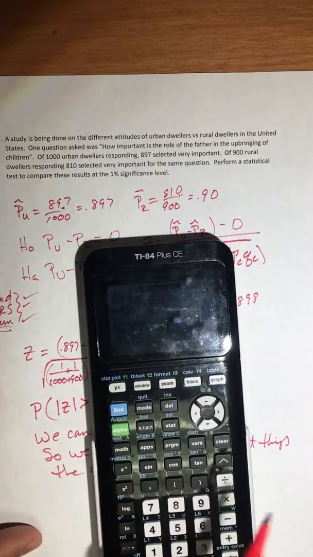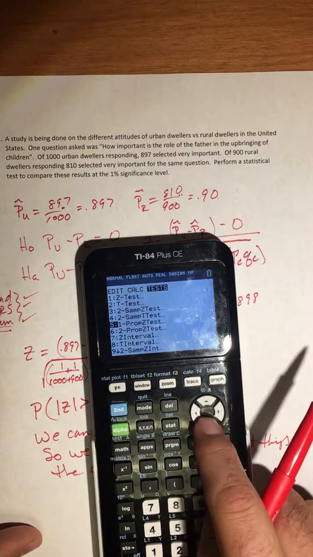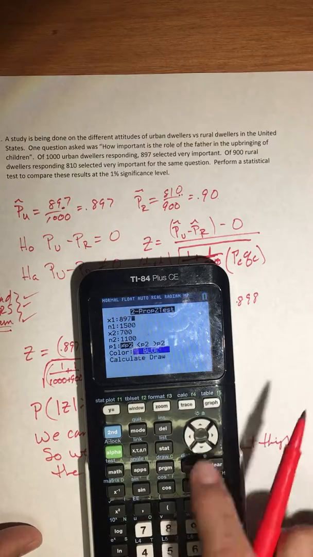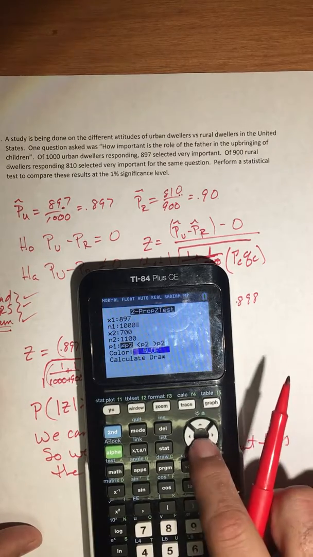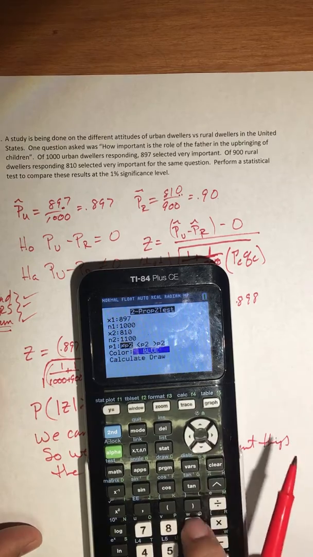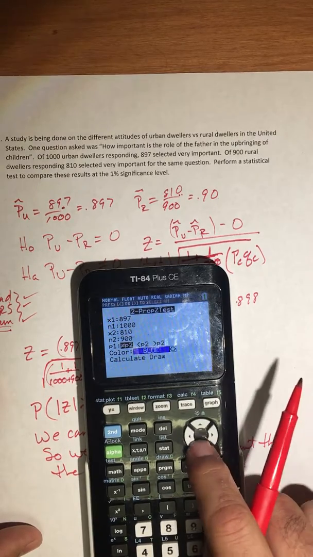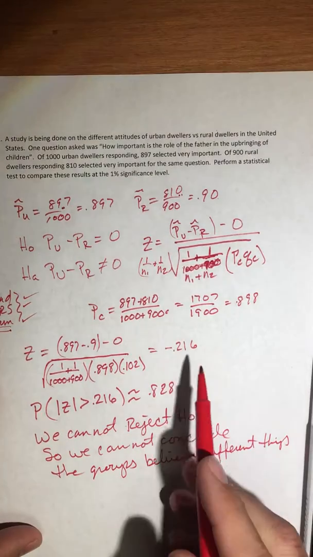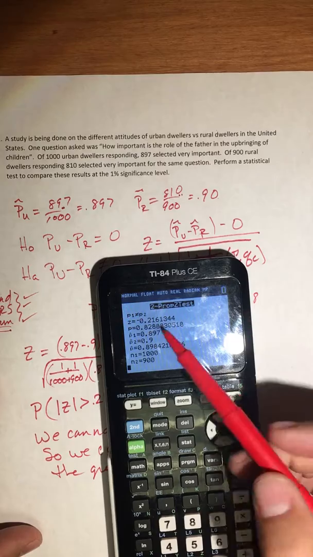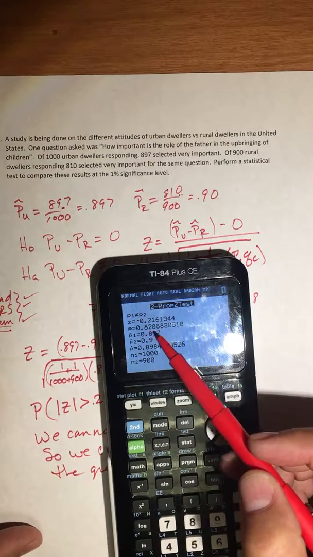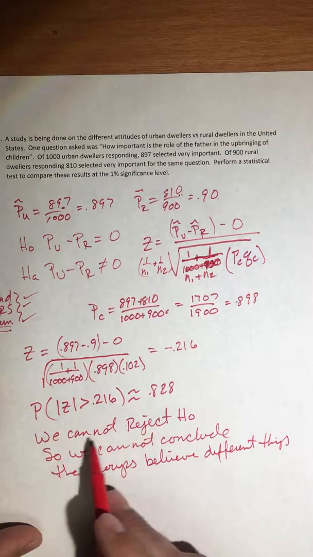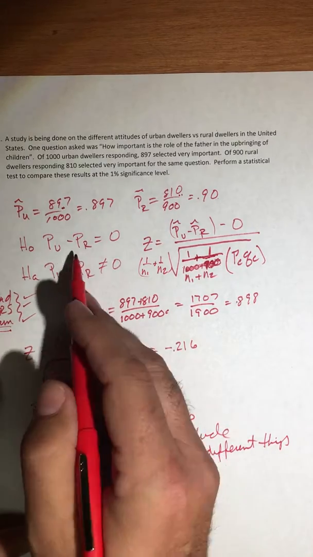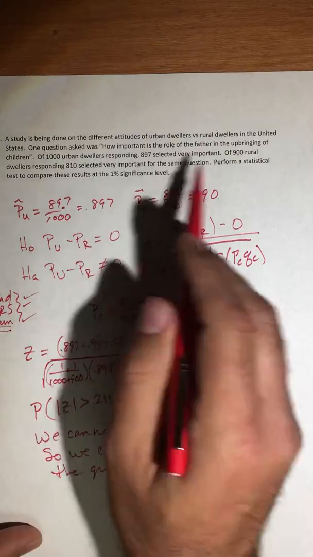So if we go to stat test, two-proportion z-test, let the calculator do all the work here. We have 897 out of 1,000, and the other one is 810 out of 900, and it's a two-tailed test. Calculate it. The z-score is negative 0.216, so the z-score is very close to 0, and the probability of that happening by random chance is very high, 83%. So therefore, we cannot reject the null. We cannot conclude that the groups believe different things. We think that they believe very similar things about the role of the father in the family.